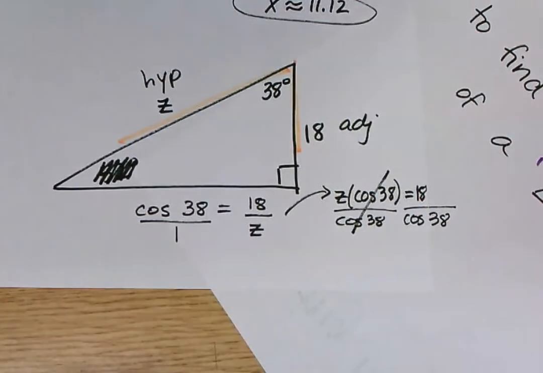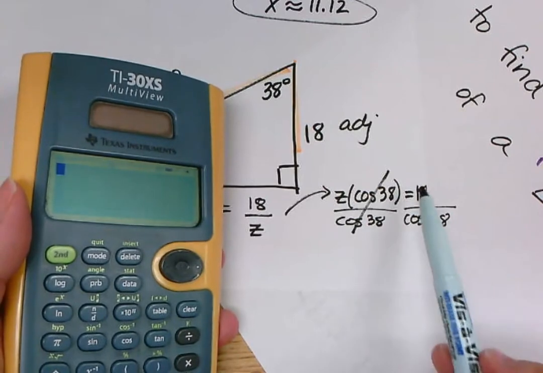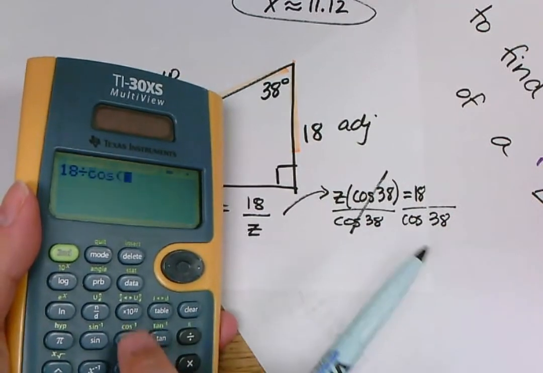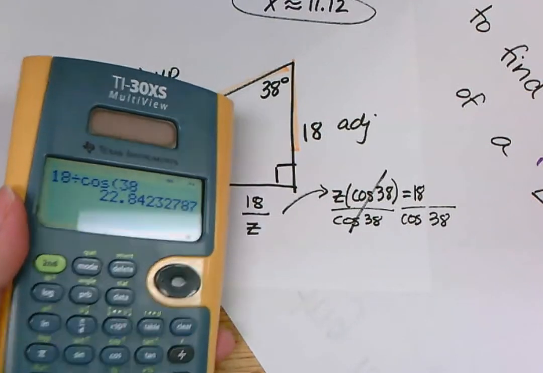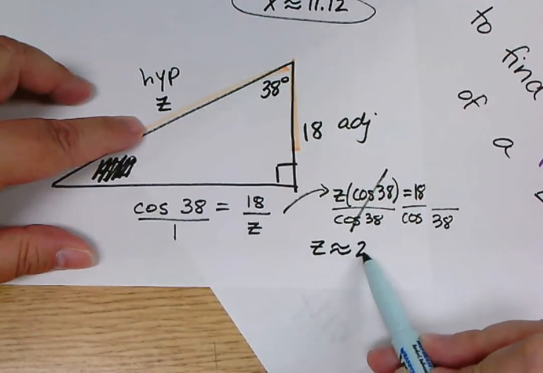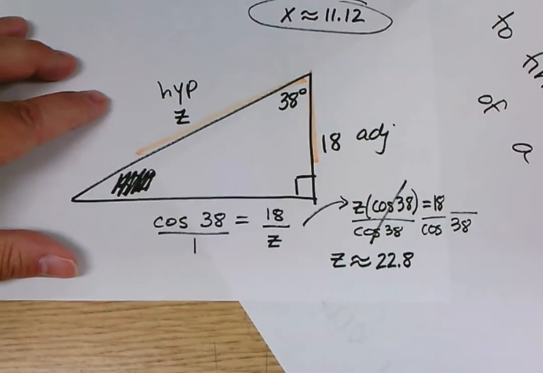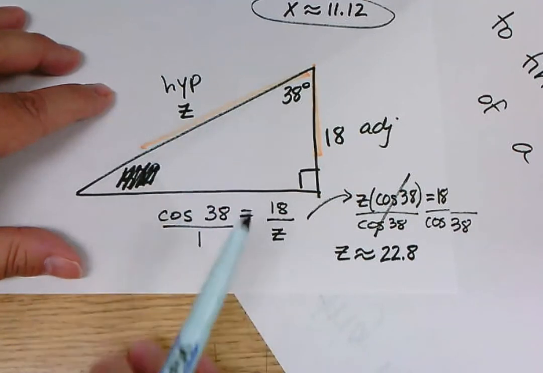And now z is alone. And again, I have not picked up the calculator until my variable is alone. Now, the opposite side tells me what to do. I'm going to do 18 divided by cosine 38, and 22.8 is what I get for z. Does that make sense in this context? Yeah, because it's bigger than 18, and the hypotenuse needs to be the biggest side of the right triangle.